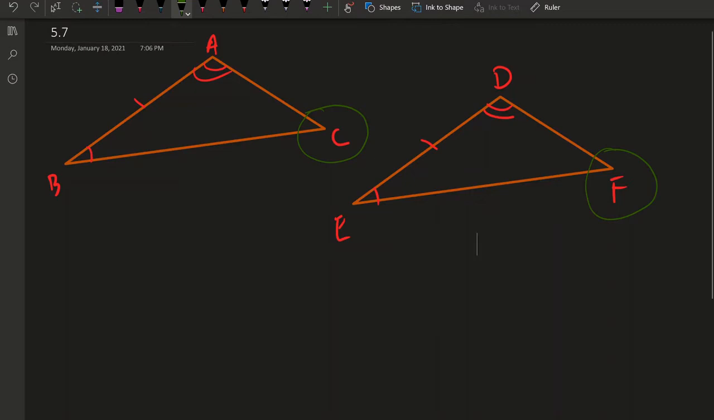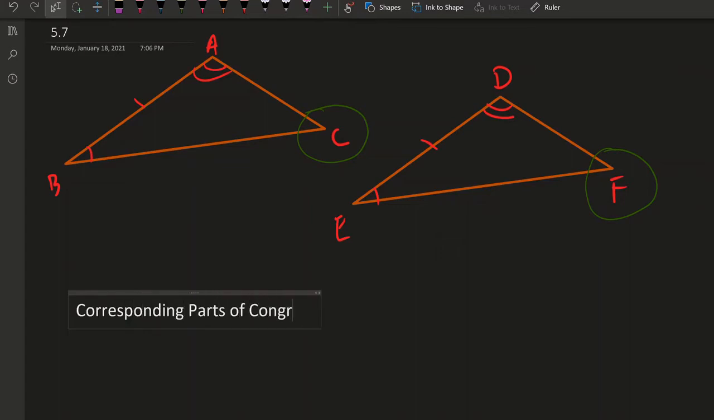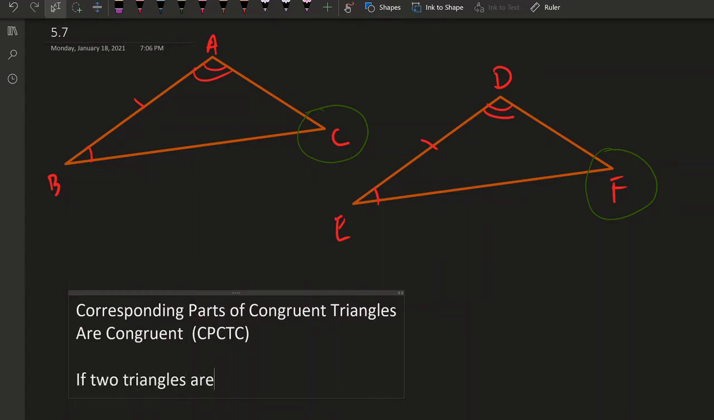So that is where this theorem comes in. This theorem is called corresponding parts of congruent triangles are congruent, or you're allowed to use the abbreviation CPCTC. And that just means that if two triangles are congruent, then their corresponding parts must be congruent.